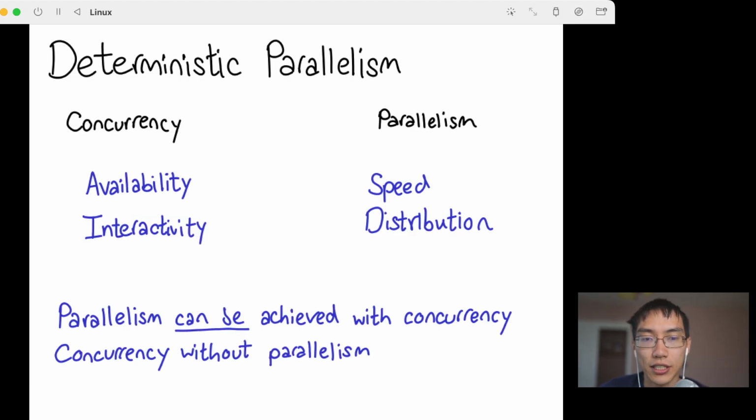So concurrency is all about this idea of availability and interactivity. It's all about modeling the real world. It's about embracing the non-determinism that happens when you have multiple things going on at the same time. But parallelism doesn't necessarily have to do anything with this, right? All you care about is running your code faster, distributing the work over multiple threads.